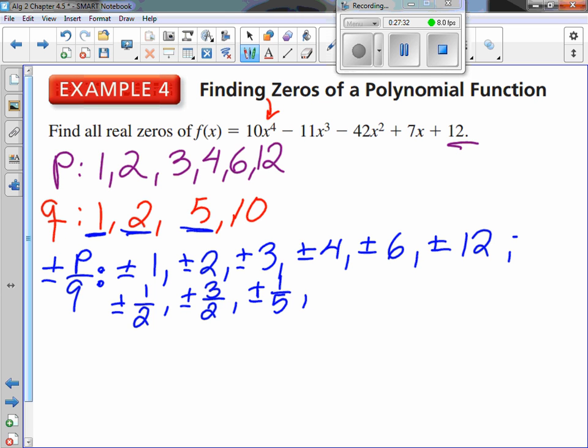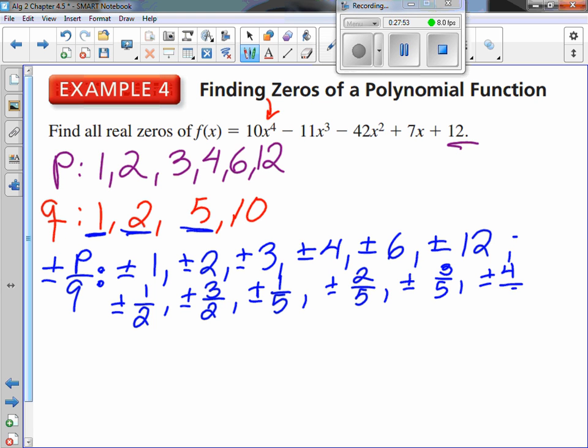So I'll start off with 1. 1 divided by 5 would be 1/5, yes? We don't have that. 2 divided by 5 would be 2/5. Then we'd have 3 divided by 5 would be 3/5.